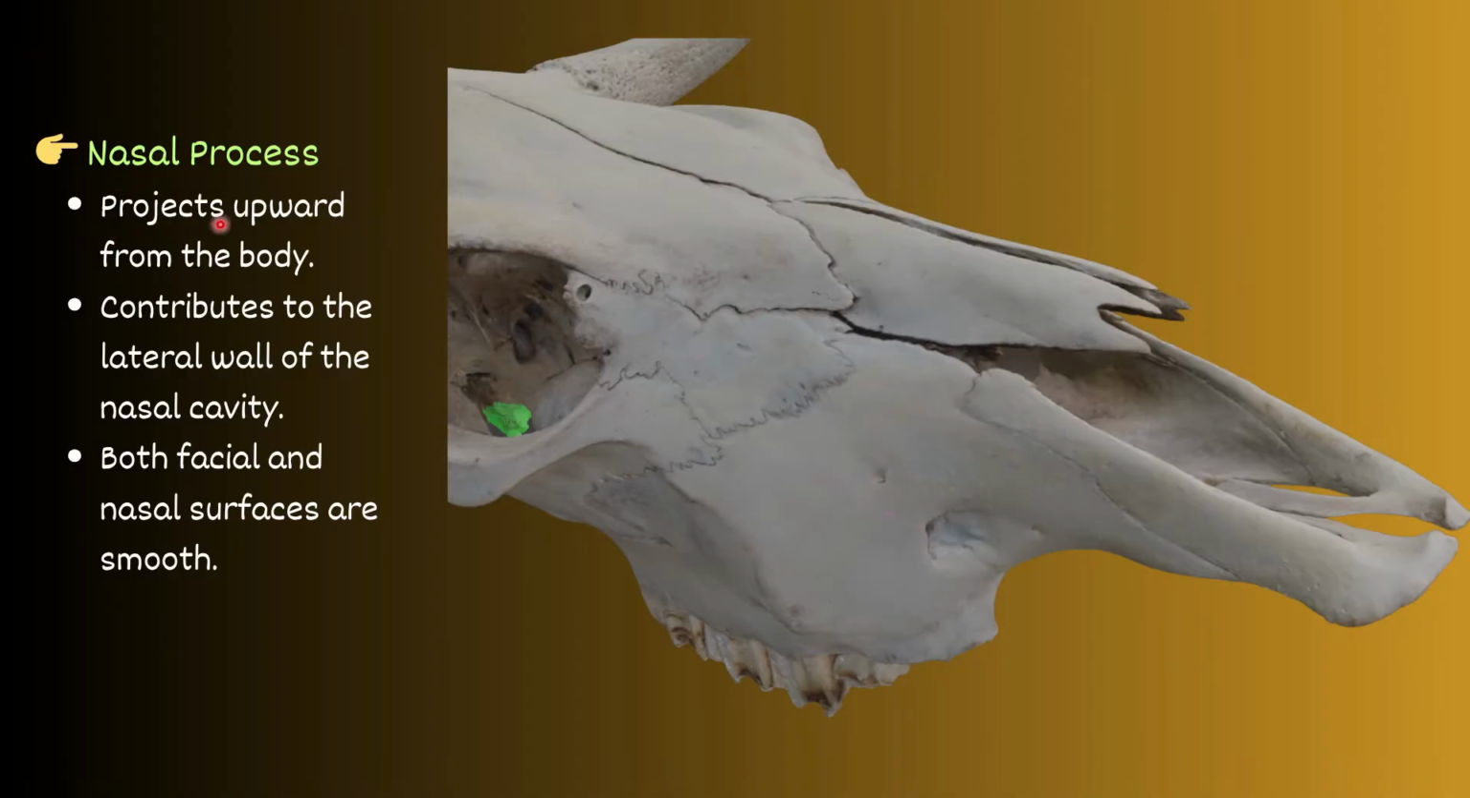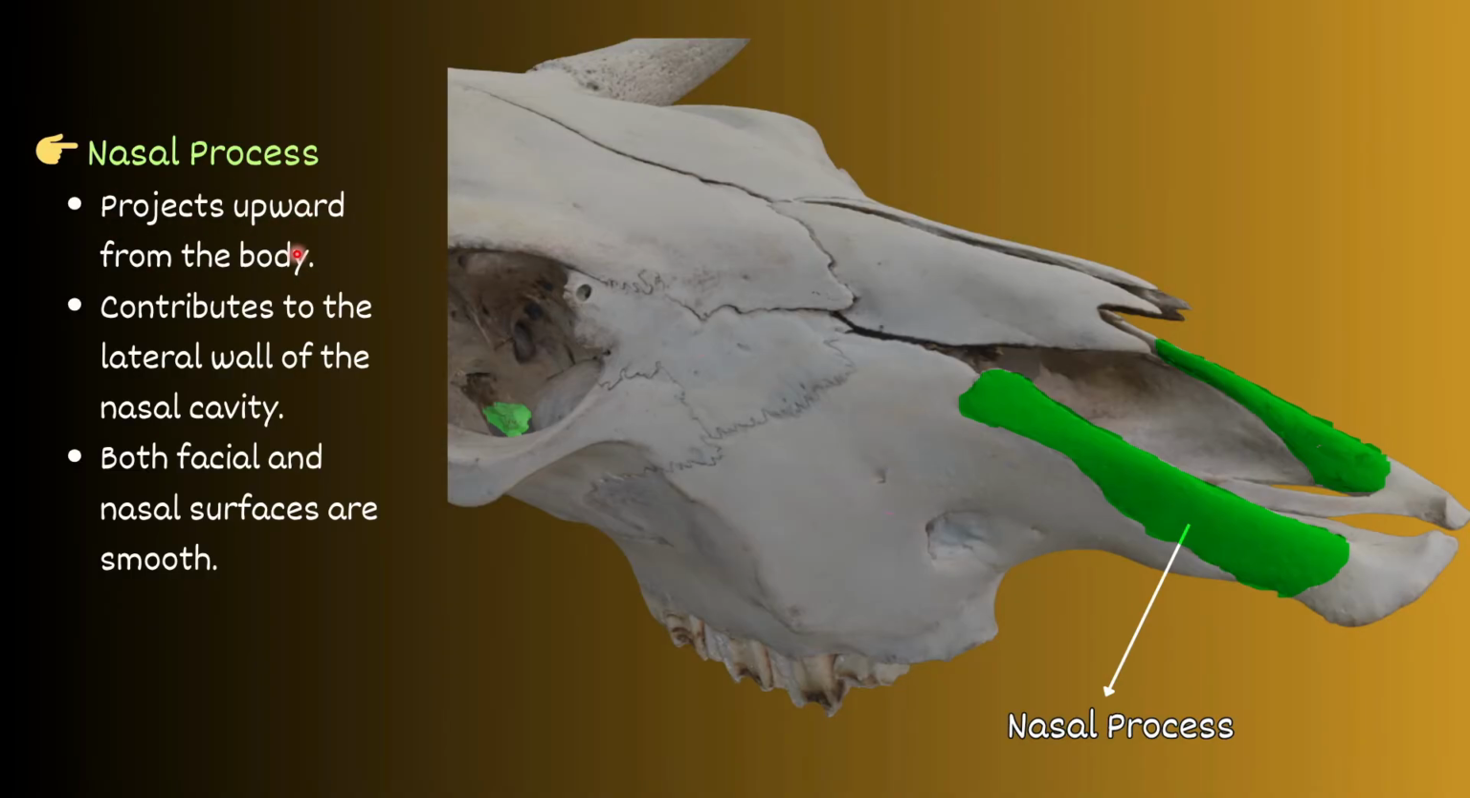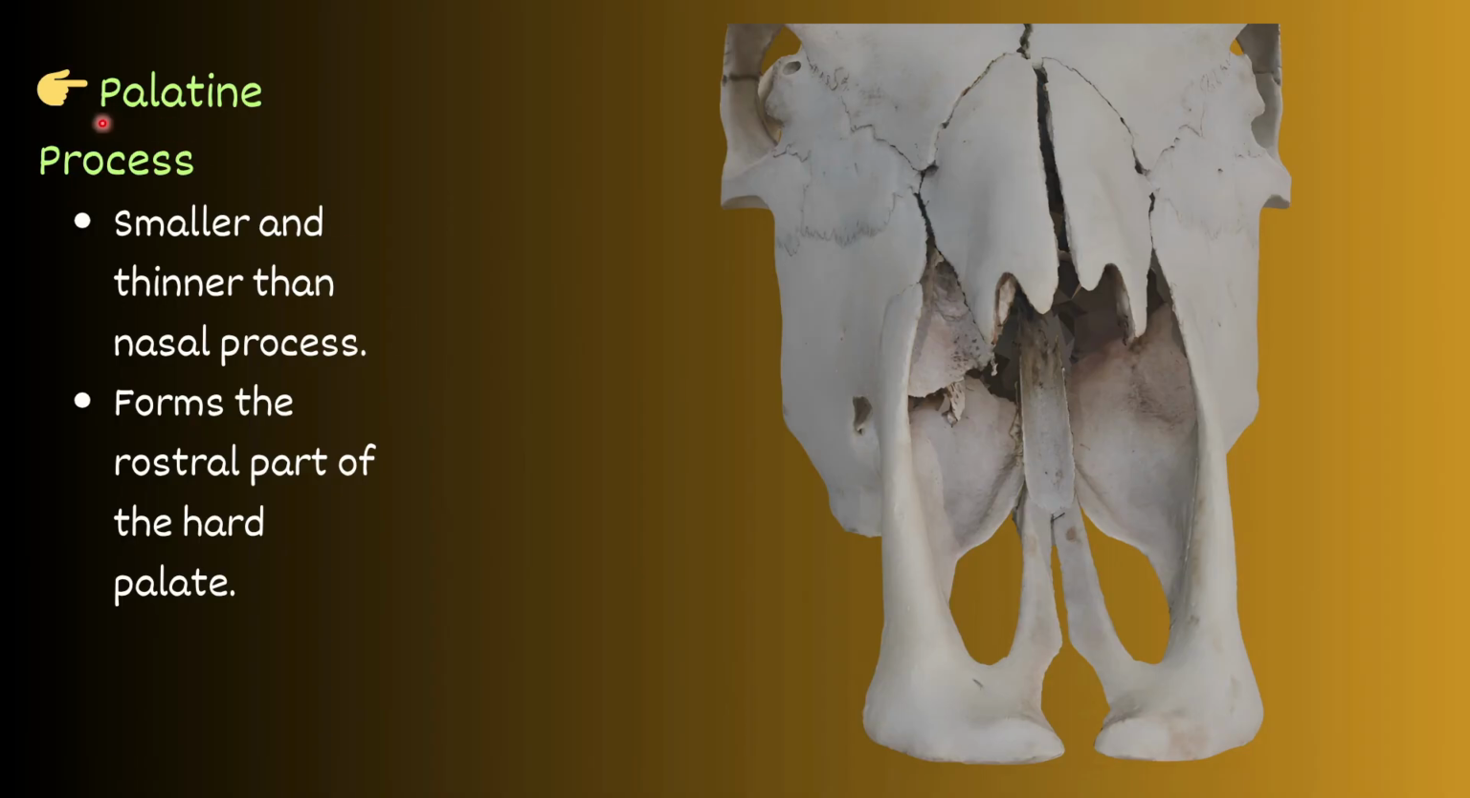Nasal process projects upward from the body. So this is the nasal process of the premaxilla. They project upward from the body and contribute to the lateral wall of the nasal cavity. Both facial and nasal surfaces are smooth. You can see this is the nasal process, this is the facial surface, and inside you will find the nasal surface. Facial surface is outer, inside you will find the nasal surface. Both surfaces are smooth.